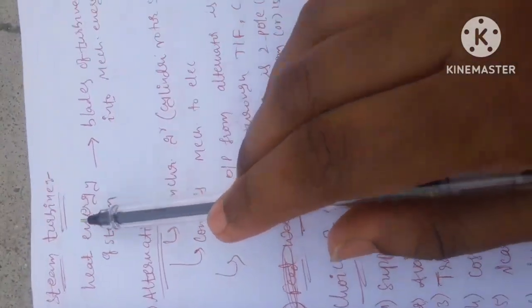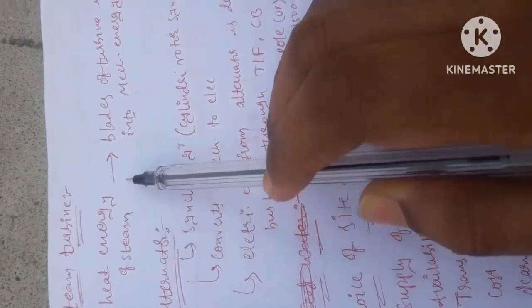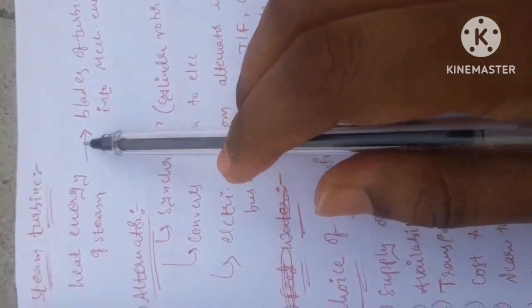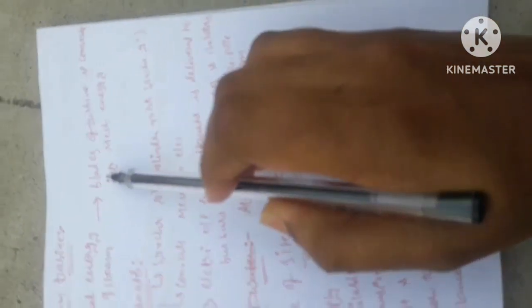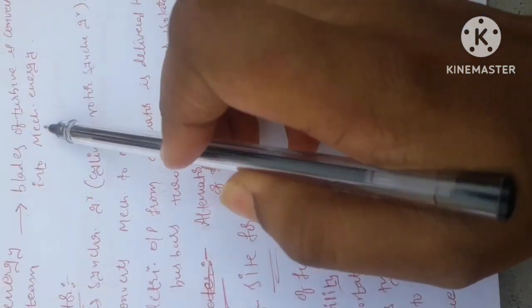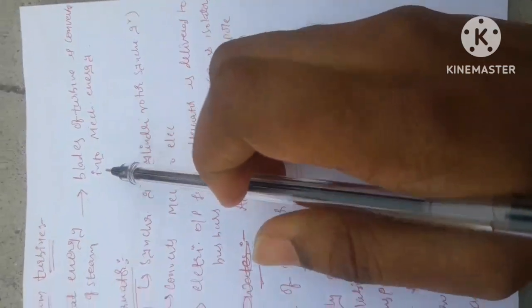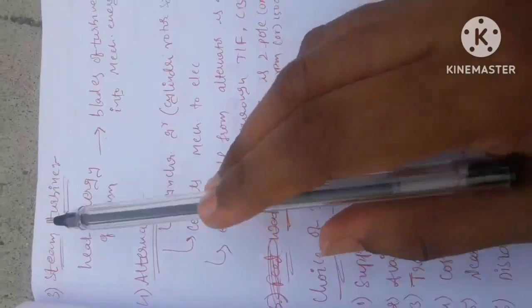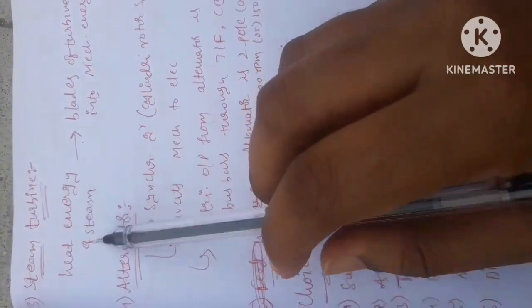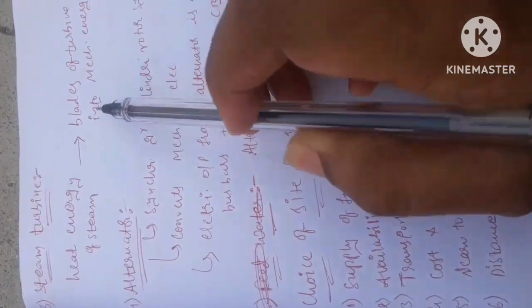In this steam turbine, the heat energy of steam enters the blades of the turbine, and it is converted into mechanical energy. So what happens in the steam turbine is that heat energy of steam is converted into mechanical energy.